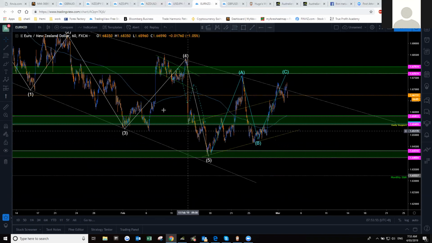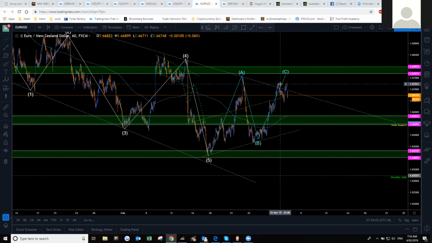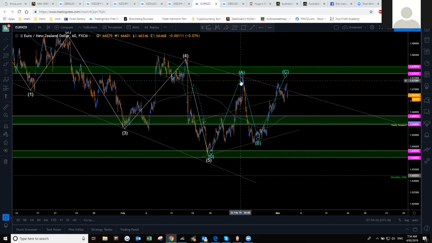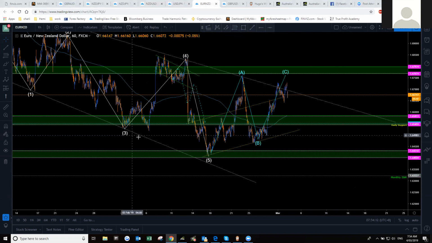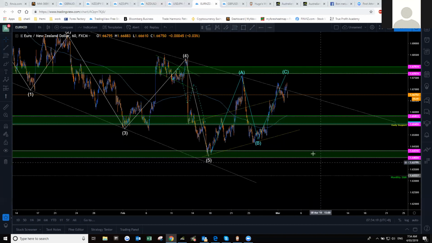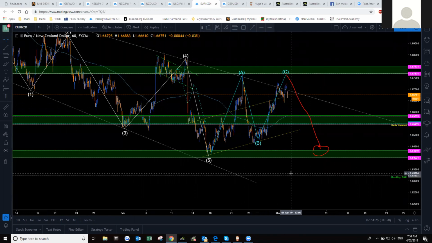Perfect. I'm sort of seeing it like this. There's the 5 and then A, B, C, and then we continue on our trend maybe. I'm not that big into harmonics, but it's also kind of a harmonics pattern. After C, we may see a push down to revisit zone number 5 because it broke back into this trend here.